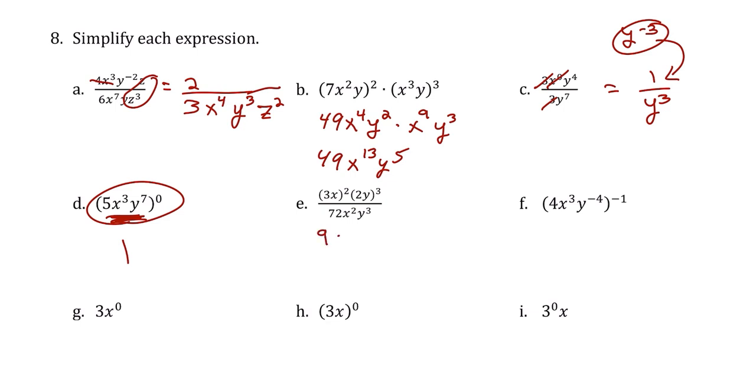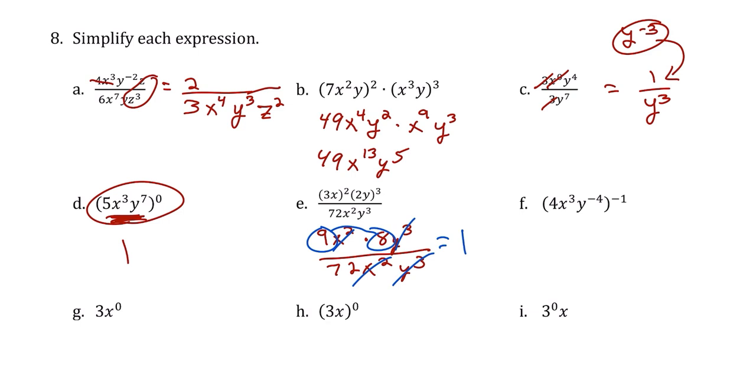I'm going to start with the 3x squared, which is going to give us 9x squared, because the 3 has to get squared as well, times 8y to the third over 72 x squared y to the third. All right, I'm going to change the colors just to show you everything that's going to cancel. X squared over x squared is just 1. Y to the third over y to the third is just 1. So now we have a 9 times an 8 in the numerator, which is 72. 72 over 72 is just 1 for our final answer.